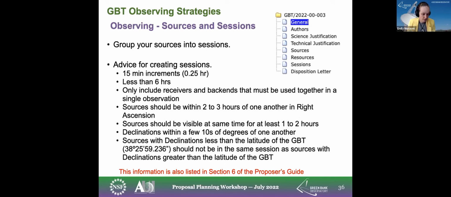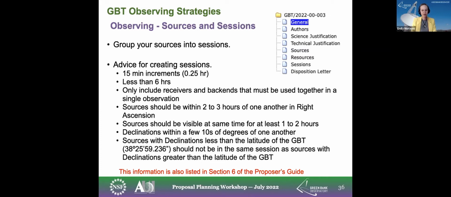So here are some different pieces of advice on your sources and your sessions. Jesse will go over this later about how to create a proposal in the PST. But you have to create sessions and you have to put in your sources. So here are some pieces of advice. You should group your sources into sessions. So put several sources into one session, so it's more efficient to schedule you.